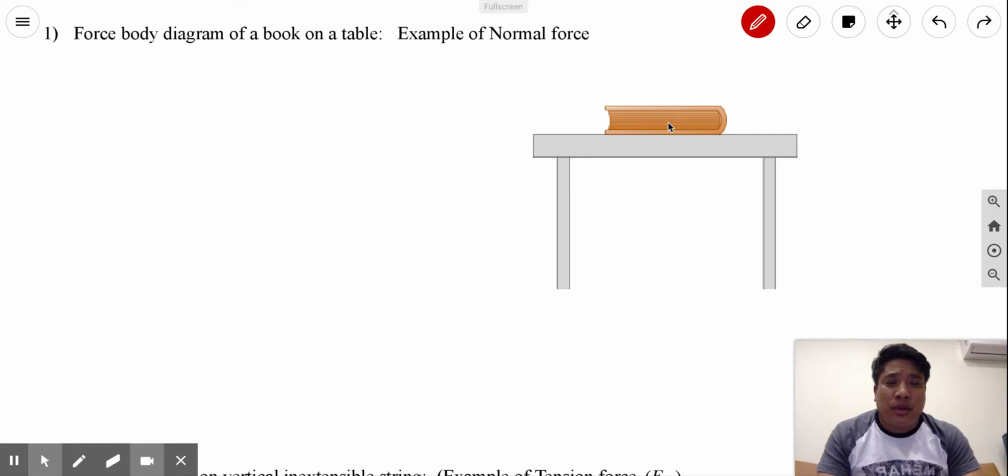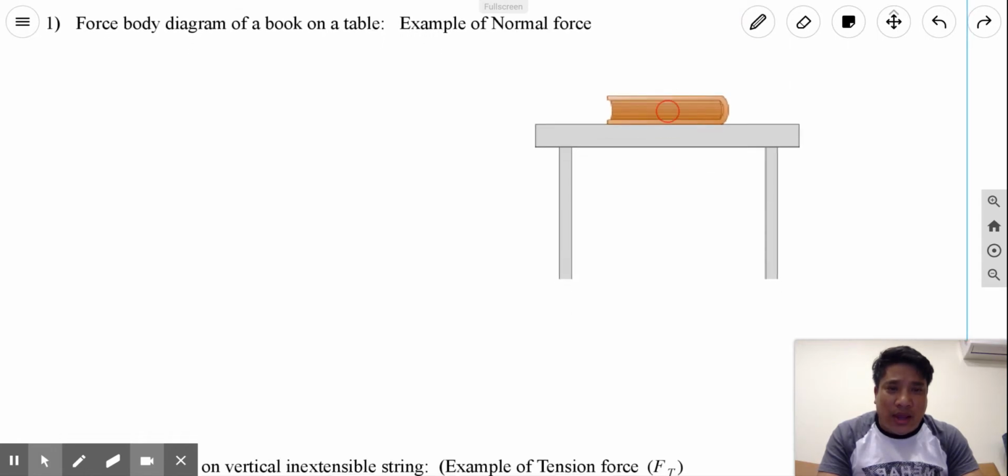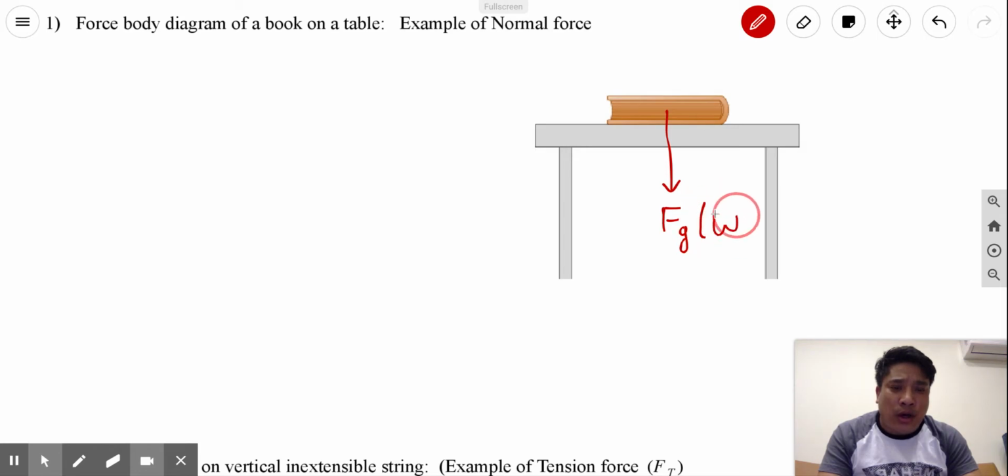Obviously, the force of gravity is acting on this textbook, which will always act downward, trying to attract the textbook downward. The force of gravity always acts from the center of mass, downward. So this is the force of gravity, which we can write as Fg, and it is also known as the weight of the object. As you know, the weight of an object is equal to mass times gravity, the acceleration due to gravity.